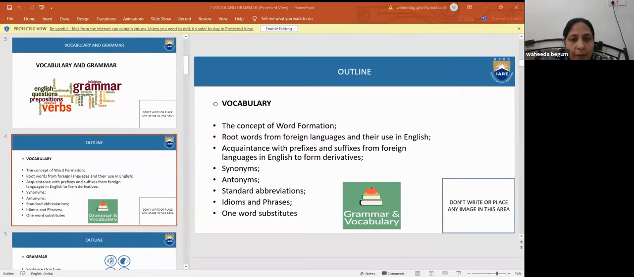Okay, root words from foreign languages are ambulance, ambulant, amble, ambulant. Then another word is auto, means self or same. Are you all hearing? I'll ask at the end of the class, I'll ask all these things. If you don't answer, I will not give you attendance.